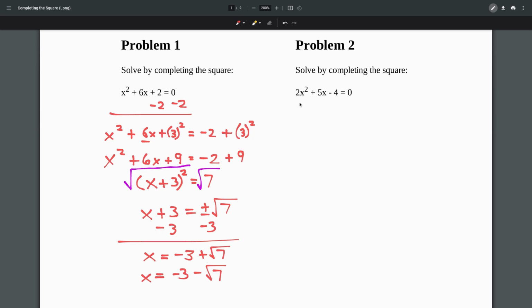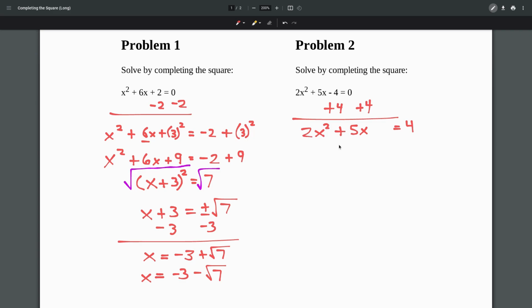Let's take a look at this one. So again, we're solving by completing the square. We've got 2x squared plus 5x minus 4 equals 0. So I'm going to add 4 to both sides. And I'm going to get 2x squared plus 5x equals 4.